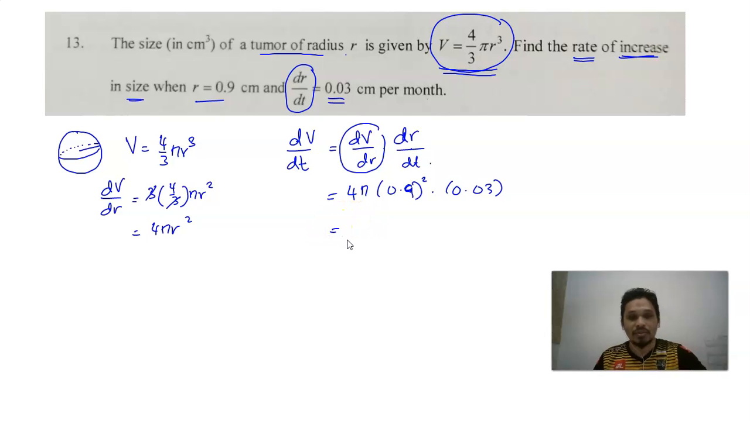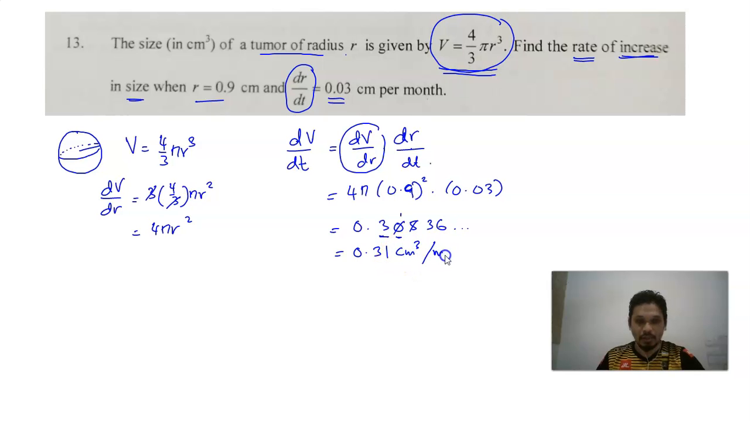So you immediately use your calculator here. 4 times pi times in brackets 0.9 squared, and multiply with the bracket of 0.03. What I get here is 0.30536. So in two decimal places, look at this one here, 0, and the next is 5, so you round up to 1, it is 0.31 centimeter cube per month. Okay.